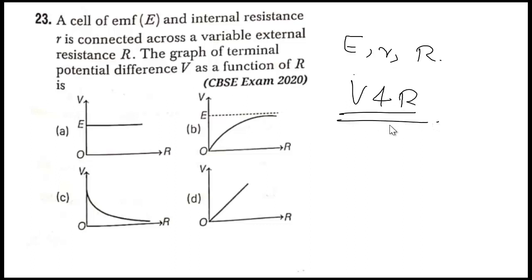Okay, here we will find a relation connecting V and capital R. We know I equals E by capital R plus small r. How can we write V by capital R equals E by R plus r.